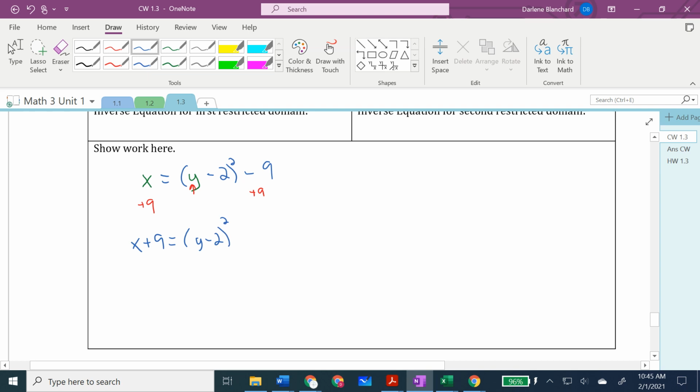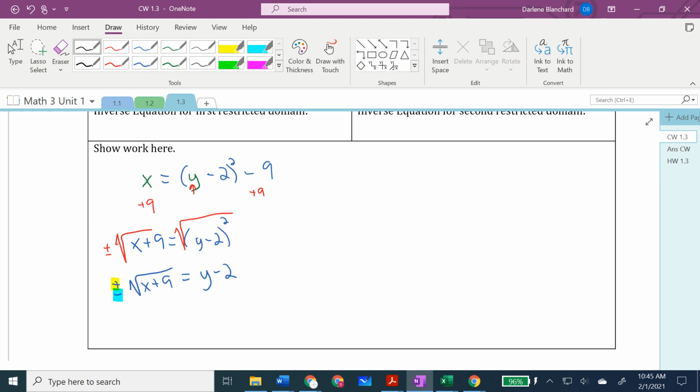Now, because of the parentheses, the next weakest operation is the squared. But do you remember that when we do a square root, we have to throw on a plus or minus sign? Now, this creates two equations. And each of these equations is going to be one of the two inverse equations.